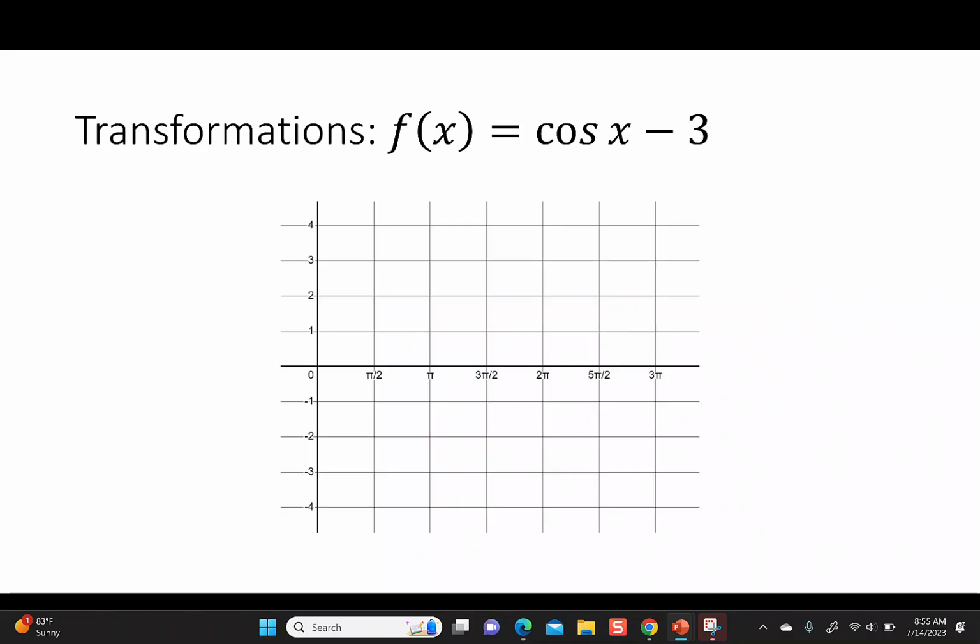Let's try the same thing with the cosine of x. In this case, d is equal to negative 3. That says our midline will be at y equals negative 3. I'm going to start by putting my midline at negative 3.